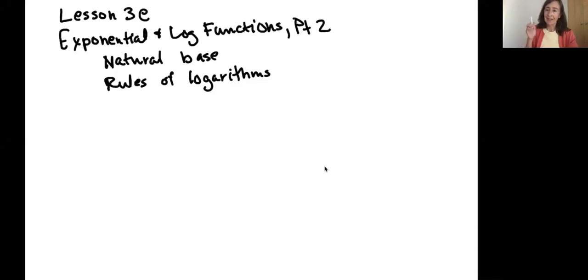Okay, so here is our second of two lessons on exponential and log functions. We're going to be talking about the natural base, both the natural exponential base and the natural log base, and also go through some rules of logarithms. Okay. But to get to that, let's pick up that problem we were working on.